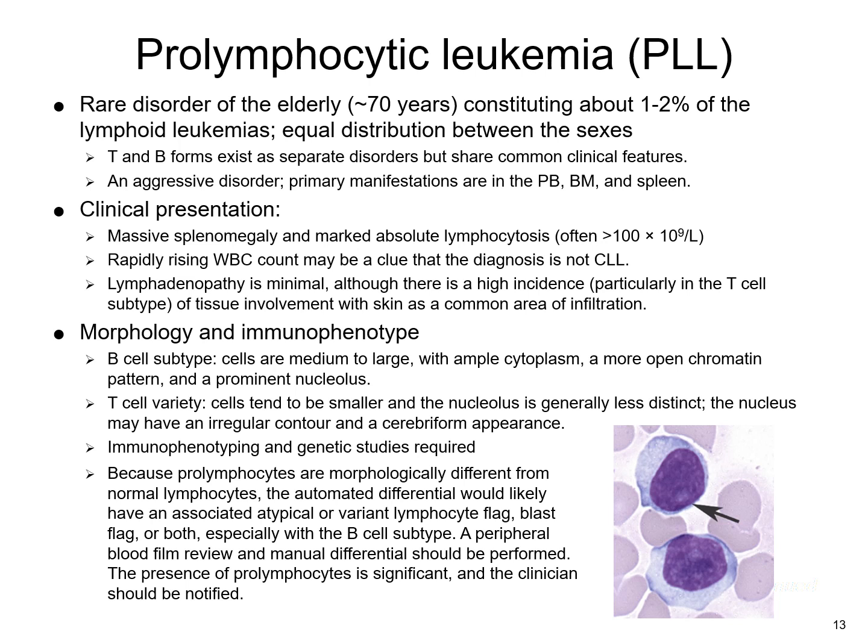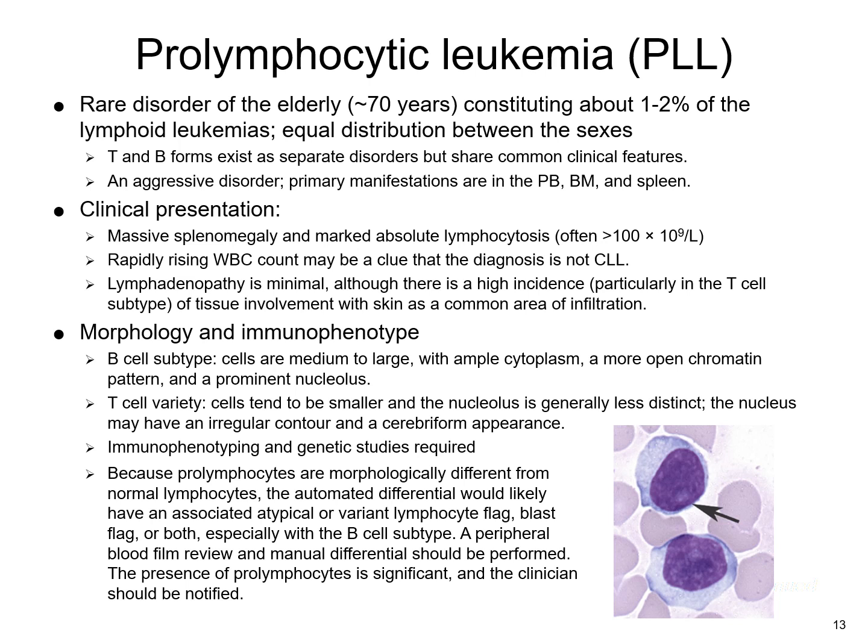It is largely an aggressive disorder, and the primary manifestations are going to be seen within the peripheral blood, bone marrow, and spleen. Clinical presentation is going to be characterized by a very enlarged spleen as well as a marked absolute lymphocytosis value of more than 100 times 10 to the 9th. Now, if you see a white blood cell count that just continues to rapidly rise, if let's just say the clinician is monitoring the patient, that rapid rise in the CBC white blood cell count will actually be a clue that this is not CLL.